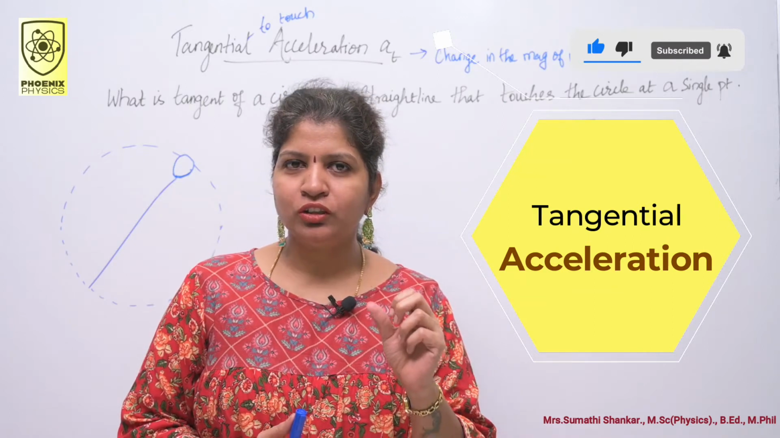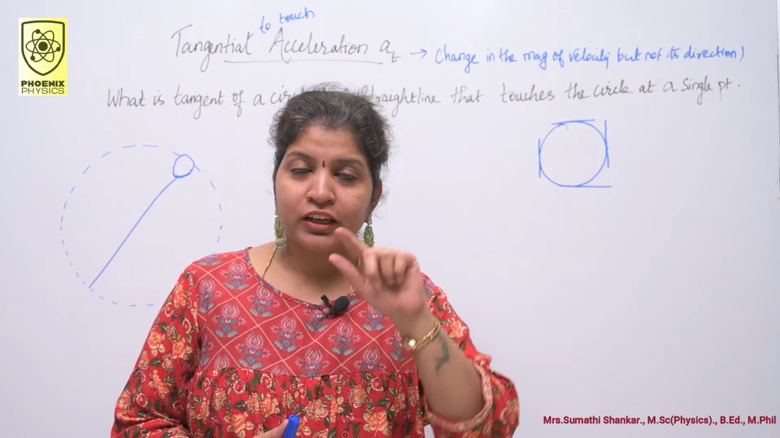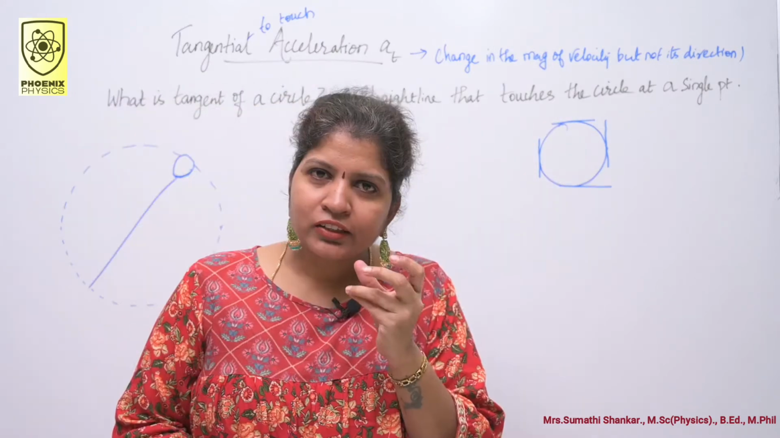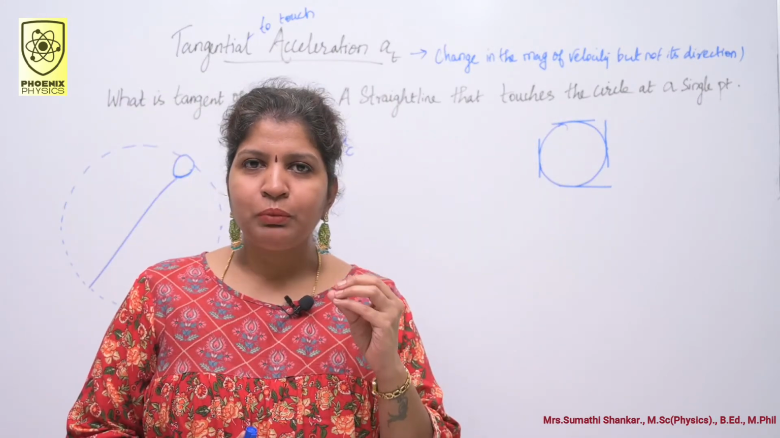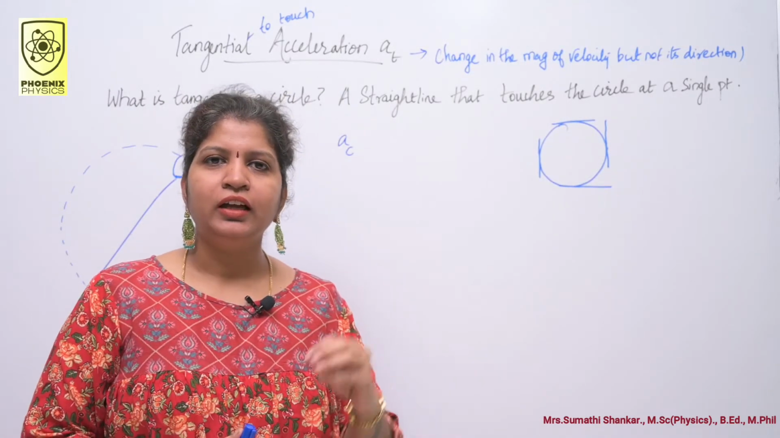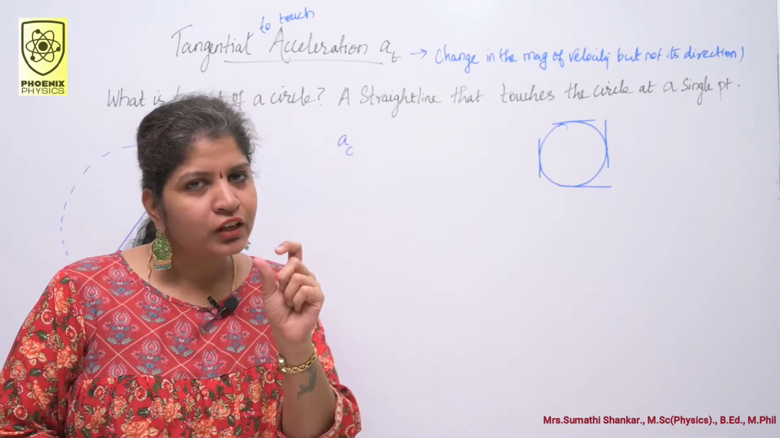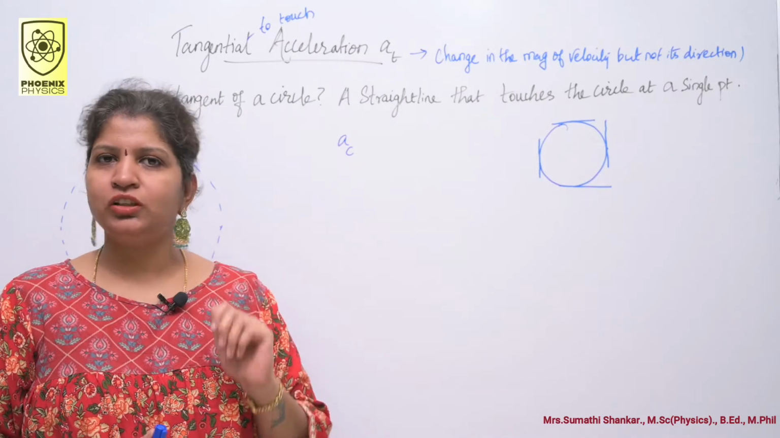Today we are going to learn tangential acceleration. It is denoted by the letter a suffix t. Tangent is a Latin word, which means to touch. What is a tangent of a circle? A straight line that touches the circle at a single point is known as a tangent of a circle.